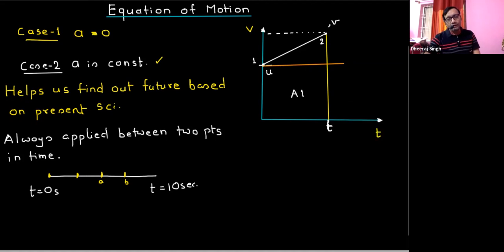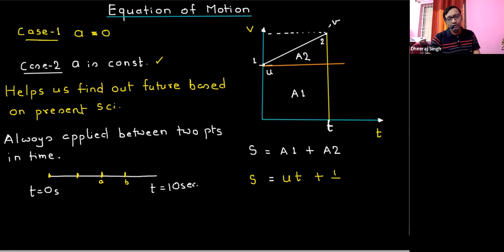This is, let's say, area 1. This is area 2. Displacement will be graphically equal to the sum of these two areas, A1 plus A2. What is A1 equal to? UT. This is S. A2 is what? Half of base, which is T, times altitude. What is the altitude? This much is V minus U, right? So S equals UT plus half of (V minus U) into T. This is the equation of motion itself, no problem with it.